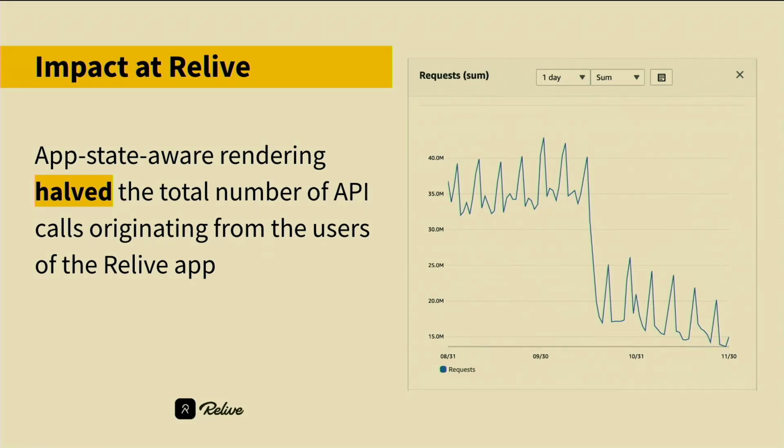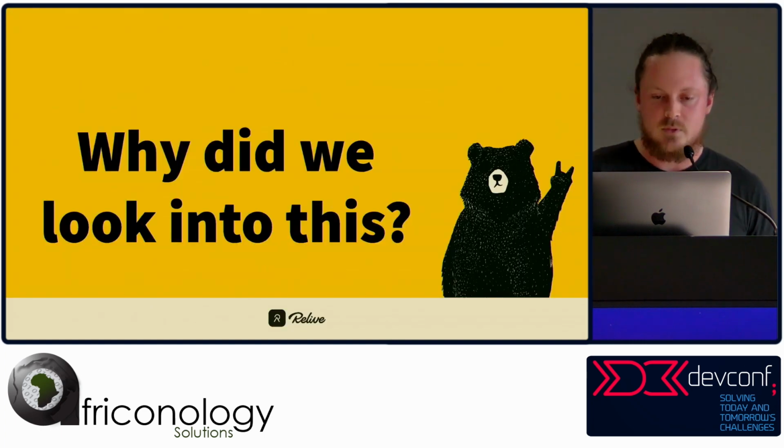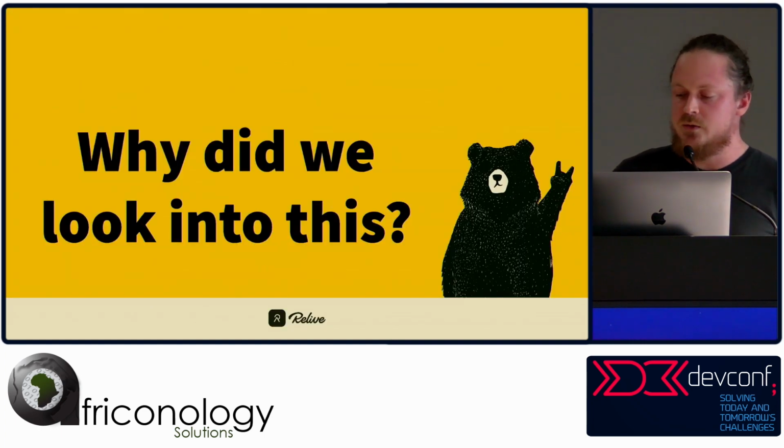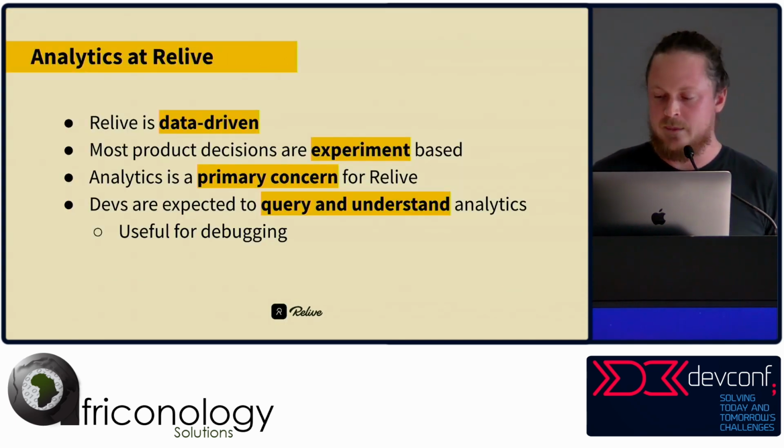So of course, this drop in API calls is the biggest gain, and the reduction of costs on our infrastructure is directly correlated to this drop. So taking a couple of steps back, I also want to point out the thing that caused us to look into this in the first place.